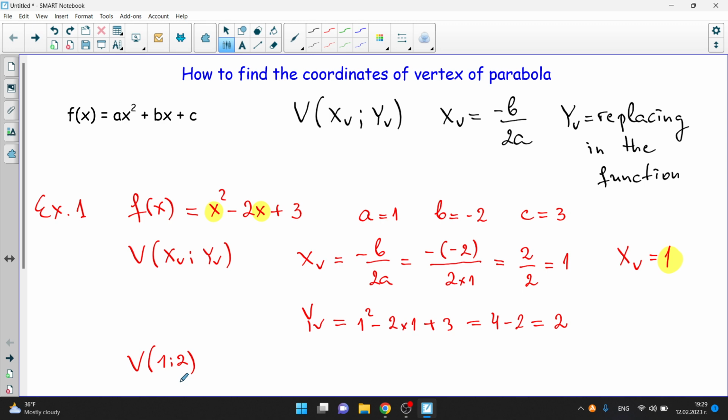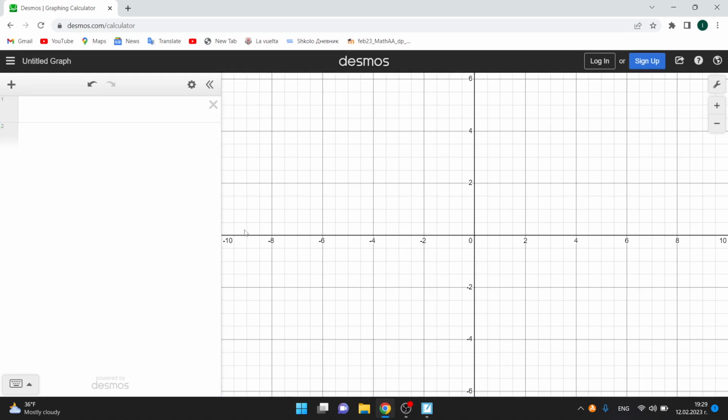Let's show how this looks in the coordinate system. Our function is x squared minus 2 times x plus 3, and the coordinate of the vertex is 1 and 2.